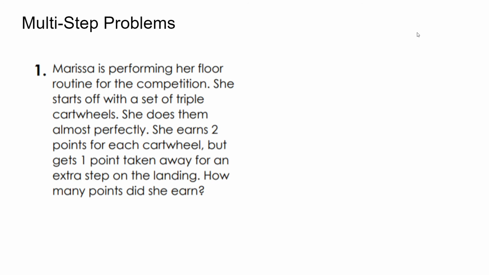So let's do the first step, read the problem. Marissa is performing her floor routine for the competition. She starts off with a set of triple cartwheels. She does them almost perfectly. She earns 2 points for each cartwheel, but gets 1 point taken away for an extra step on the landing. How many points did she earn?